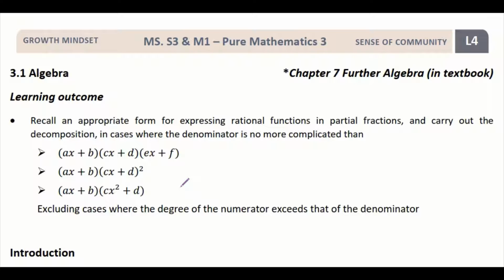Okay, so for today's lesson, we are still under topic one for your Pure Math 3, which is algebra. However, if you are referring to your textbook, please go to chapter 7, which is further algebra. For today's learning outcome, we are just learning one thing, which is how to express a rational function in partial fractions. So remember the keyword today: partial fraction.